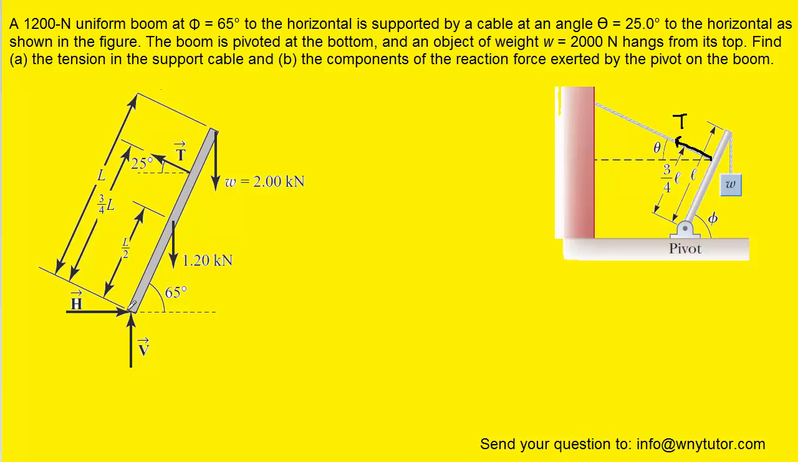Finally, we get down to where the boom makes contact with the ground, and there are two forces acting there. There is the upward force that the ground is exerting on the boom, and then there is this horizontal force that's projecting to the right.